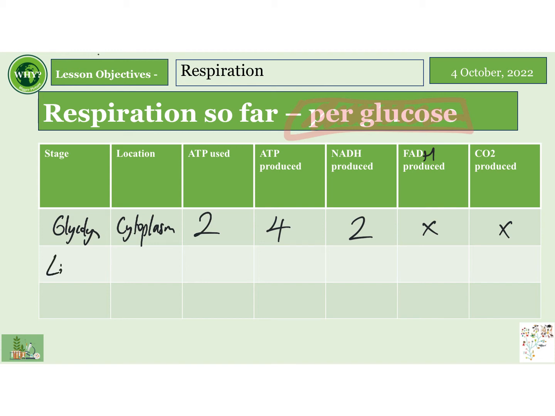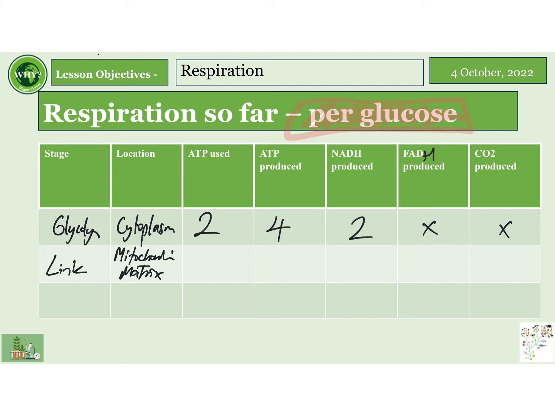Then we have our link reaction. The link reaction, don't just write the word mitochondria. You had to include the word mitochondrial matrix. Usually, yes. However, I have said the word usually because sometimes, so I would just write mitochondrial matrix. It's better to be safe than sorry.